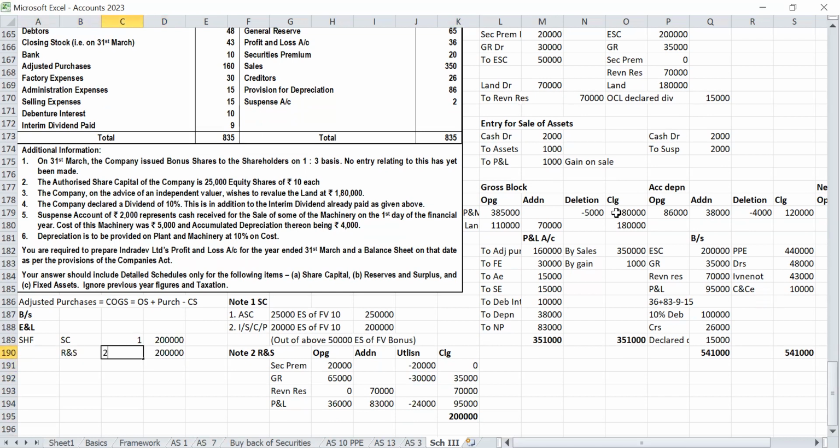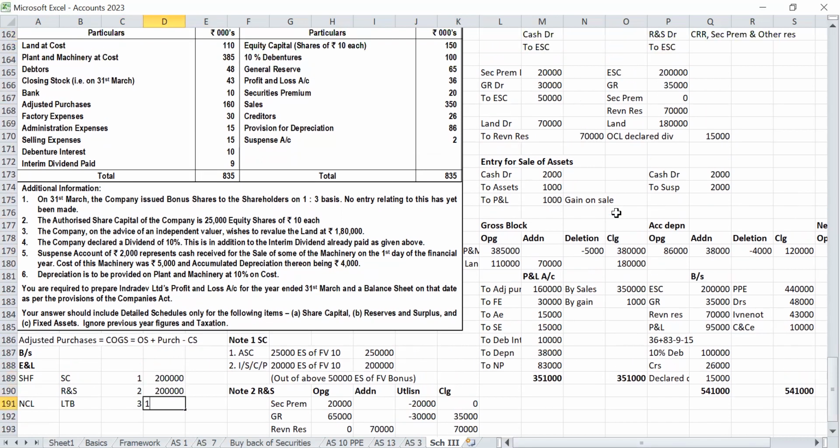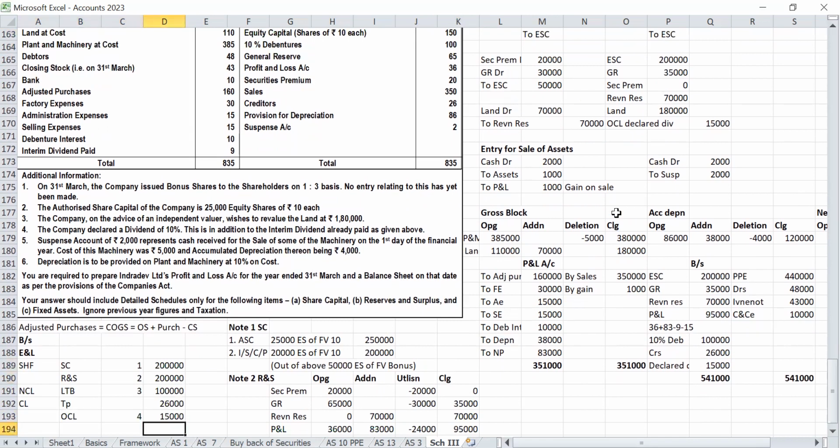Reserves and surplus is also 2 lakh. Then non-current liabilities, long-term borrowing, secured loans, debentures, that and all you fill up. So debenture value is 1 lakh. Debentures. Then current liabilities, trade payables, 26,000. Then other current liabilities, note number 4. What is other current liability? Dividend declared.